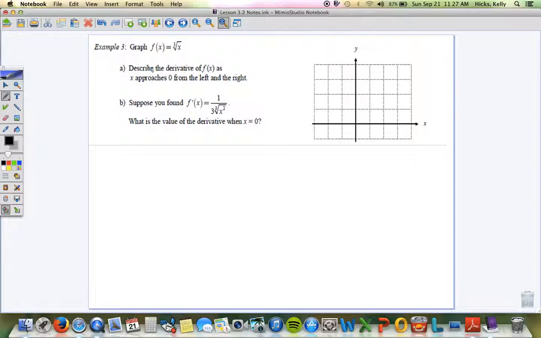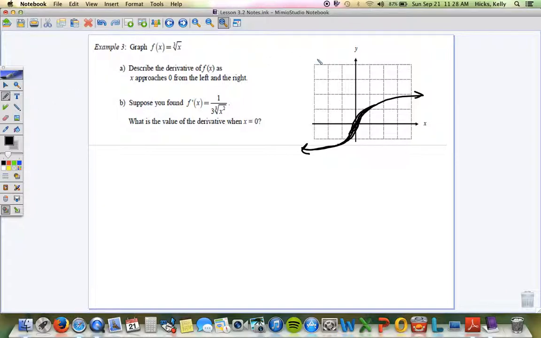Graph f of x equals the cubed root of x. Well, I'm going to try to graph this. It does something like, oh goodness, I tried. Something like that. Okay, so let's look at what's happening with the derivative. Describe the derivative of f of x as x approaches 0 from the left and the right.